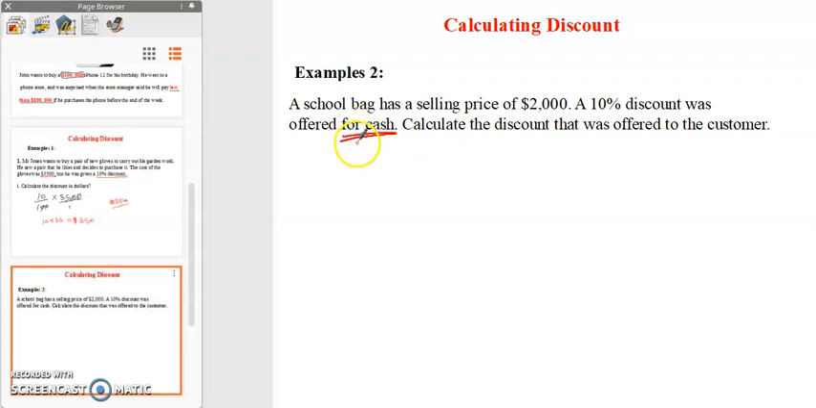So 10% discount for cash, they're actually kind of pushing you to pay in cash, so they give you a 10%. So as I said before, 10% means 10 out of 100. So in this case, you're given a 10% discount. So let's go and calculate this now.